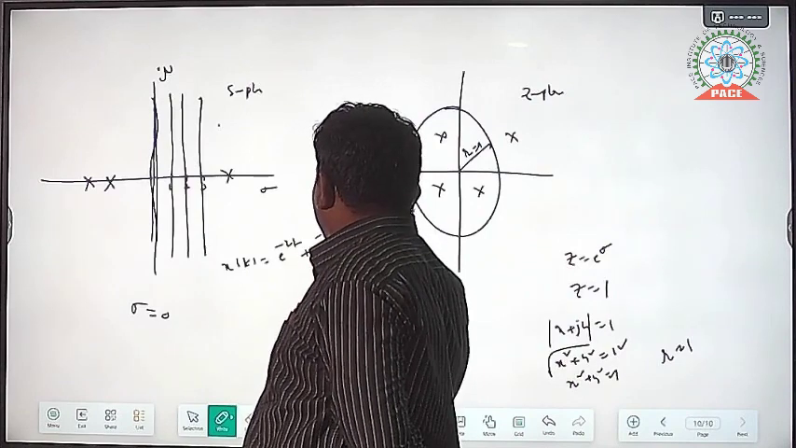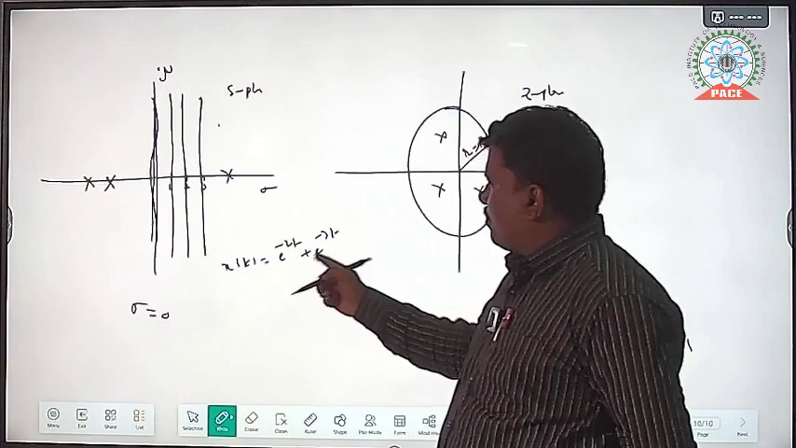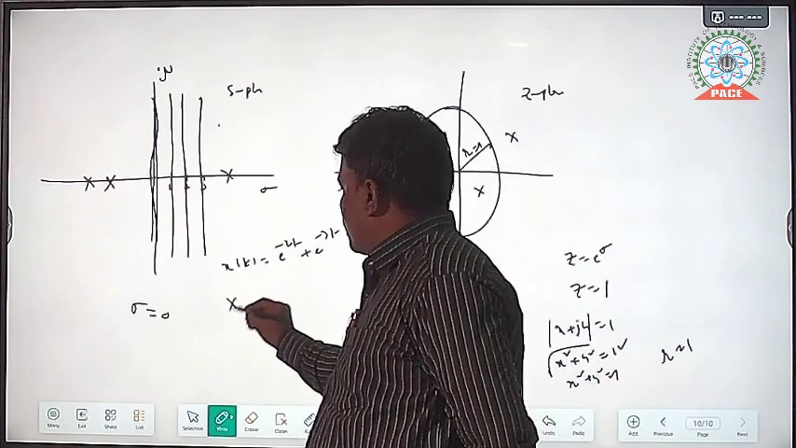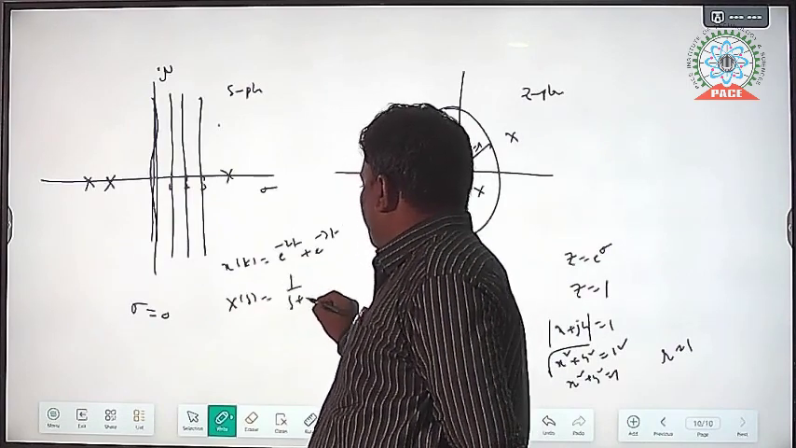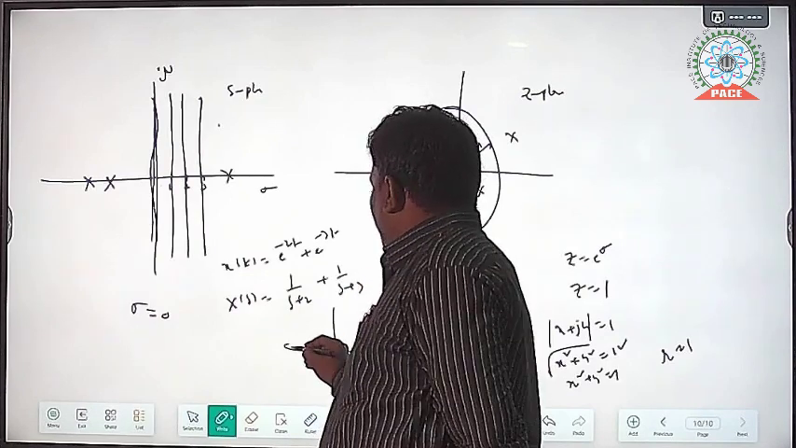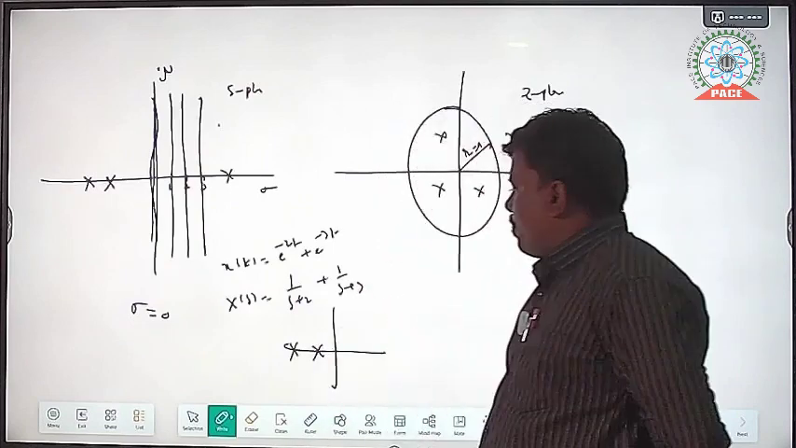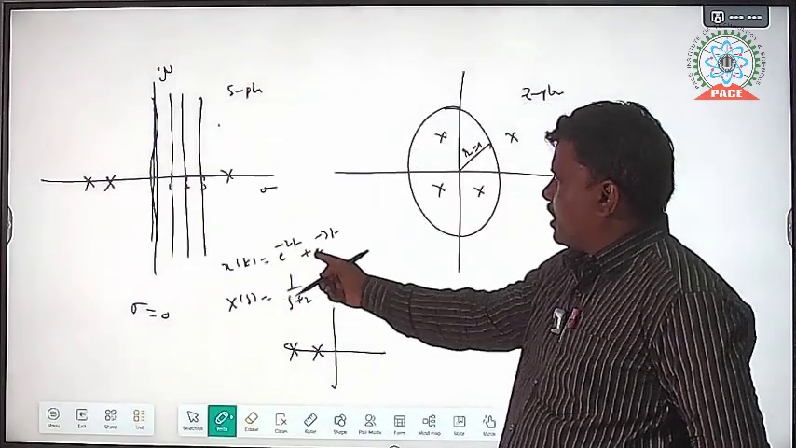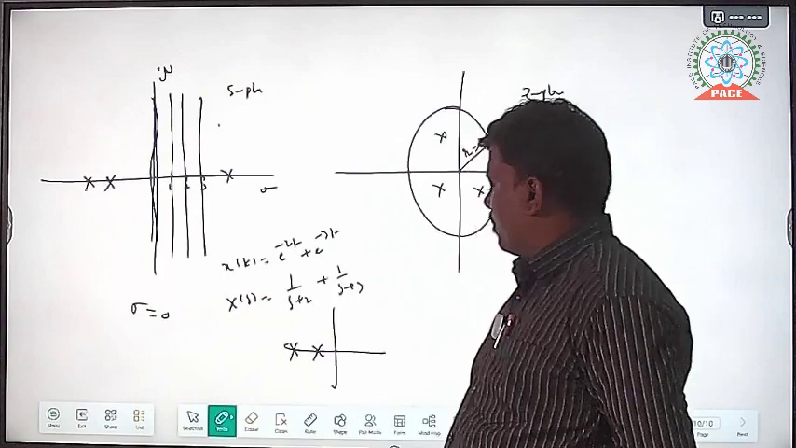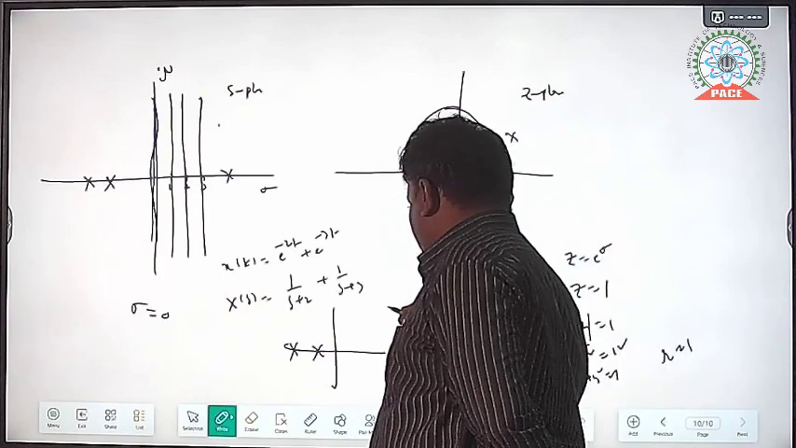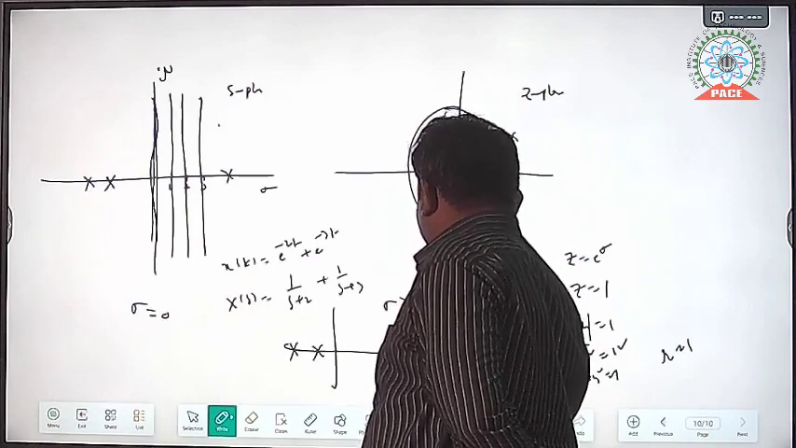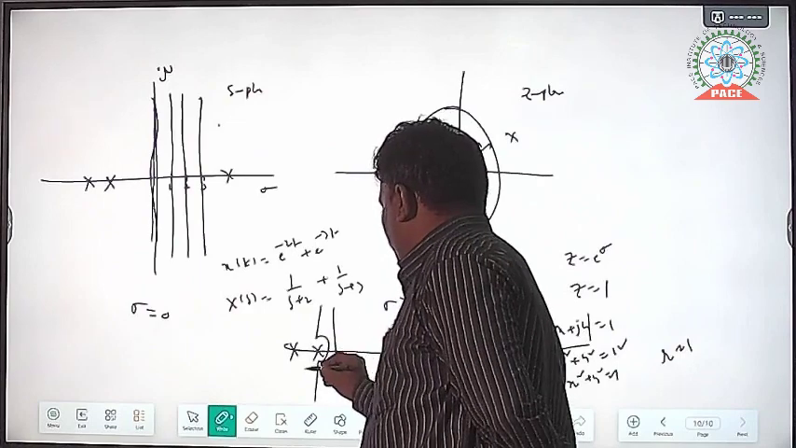Apply the Laplace transform: X of s equal to 1 by s plus 2 plus 1 by s plus 3. So one pole is at minus 2 and another pole is at minus 3. e power minus 2t means a right sided signal, and e power minus 3t means a right sided signal. Which one is the region of convergence? Since the signal is right sided, sigma is greater than minus 2 and sigma is greater than minus 3. Considering them individually, this is the region of convergence for minus 2, and this is the region of convergence for minus 3.